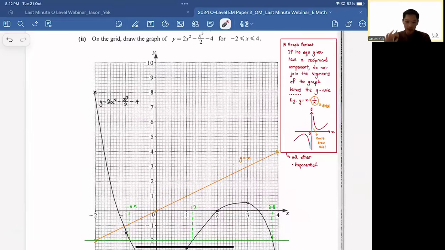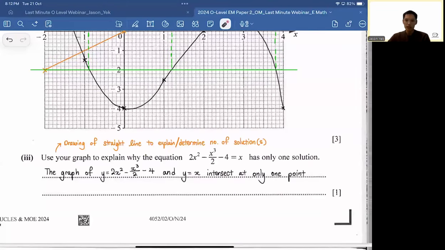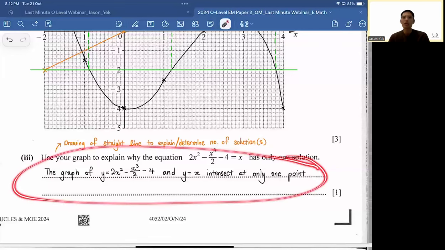Okay, now, I think this one, the drawing, is fine. The main two things I need you to take note of when you talk about graphs is the two styles of questions. Use your graph to explain, in this case, a particular style of equation that doesn't seem to make sense. In this case, usually you are drawing a straight line to explain or determine the number of solutions.